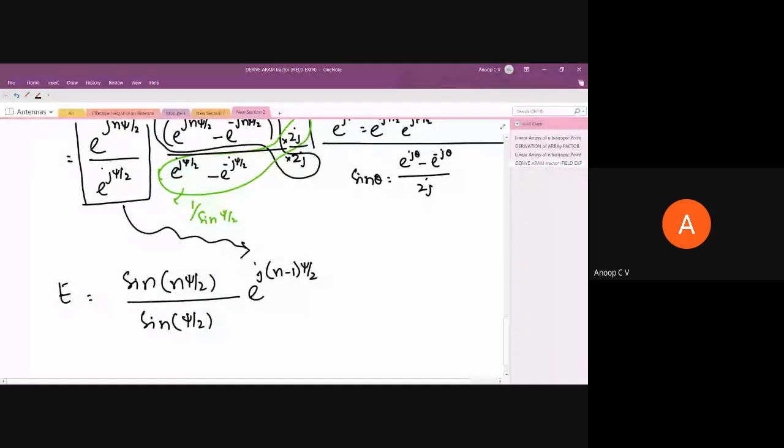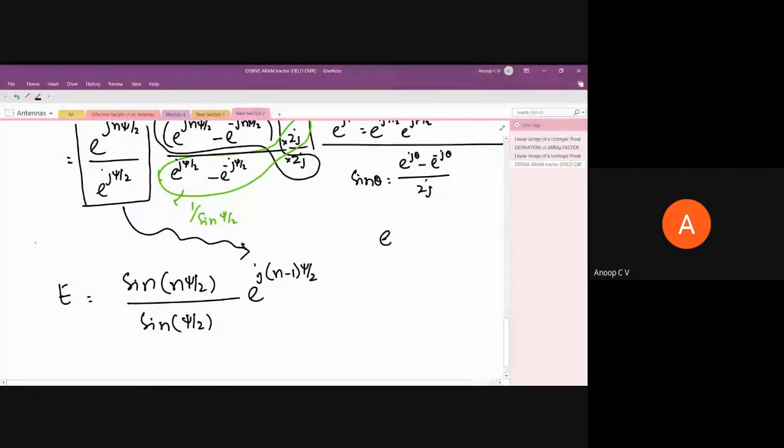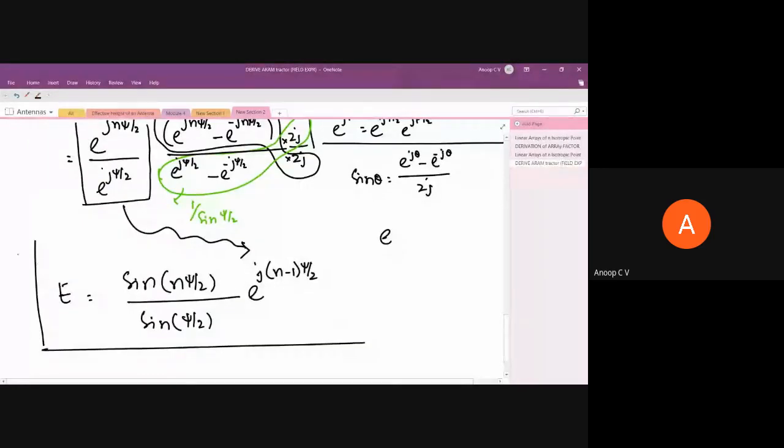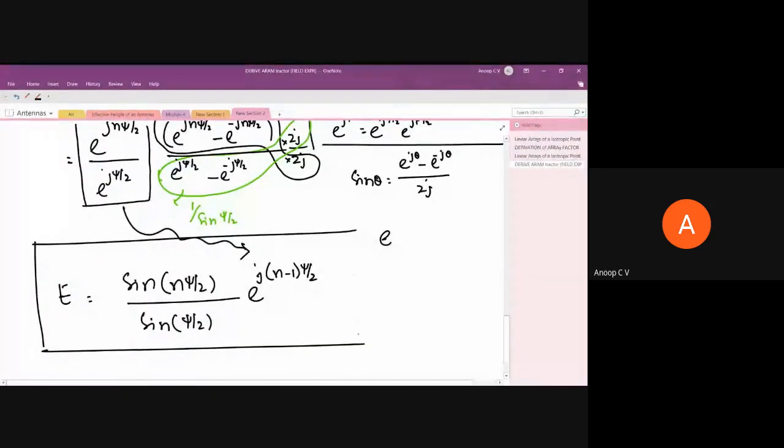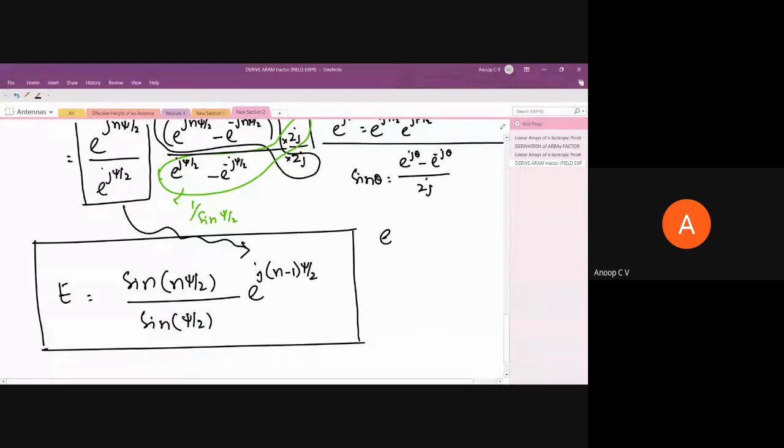Can I write like this? E power, yes, sir, right? So we can write like that. I don't have to explain that, right? Because this e power j psi by 2, if it goes to numerator, it will become e power minus j psi by 2. E power j n psi by 2 times e power minus j psi by 2 will be the difference, right? Plus and minus. So n minus 1 psi by 2. So this is the general expression for field due to n isotropic point sources.